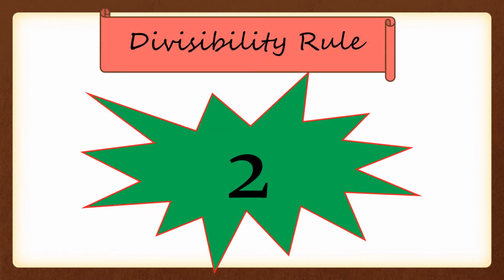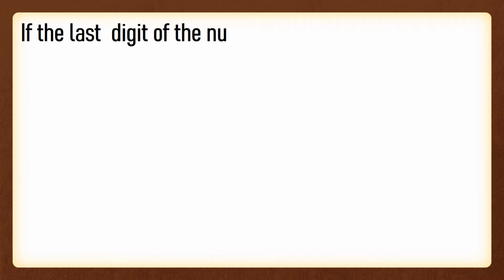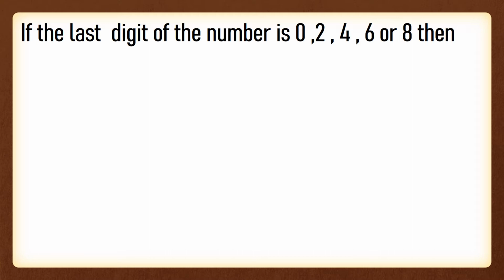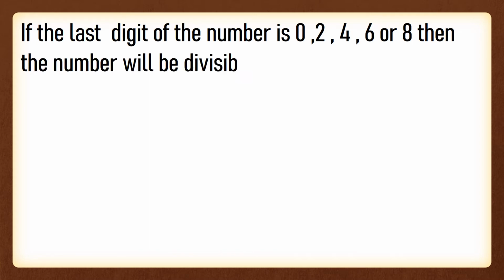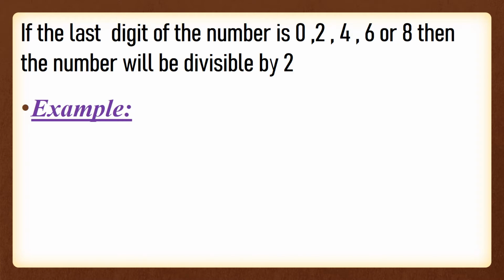First, we are going to see the divisibility rule for 2. If the last digit of the number is 0, 2, 4, 6 or 8, then the number will be divisible by 2. That means if the ones place of the number is 0, 2, 4, 6 or 8, then the number will be divisible by 2. Let's see some examples.